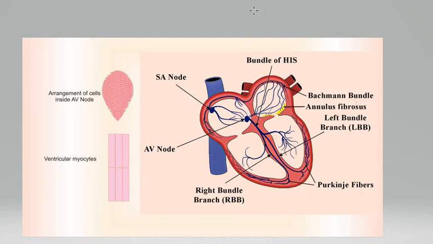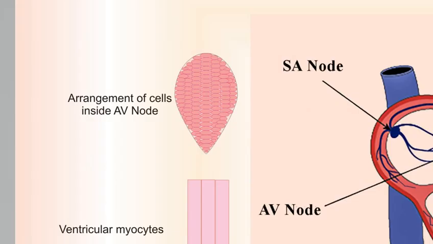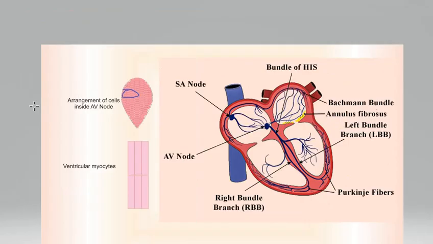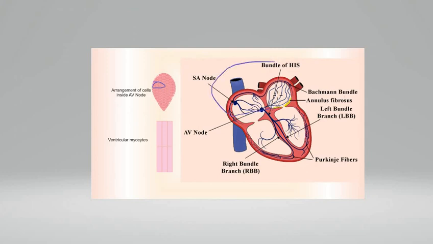In a very simple way, we can say the cellular arrangement of the AV node is very compact. These cells are arranged horizontally. As a result, the electrical impulses have to cross thousands of cell membranes to reach the ventricular myocytes. This is delayed by about 0.1 second or 100 milliseconds. That's why the upper chambers of the heart contract first and the lower chambers of the heart contract later.